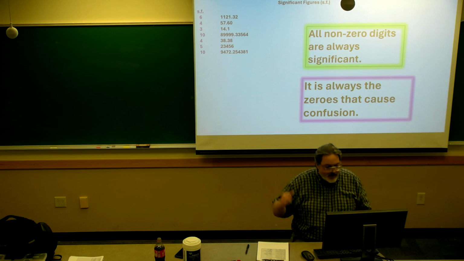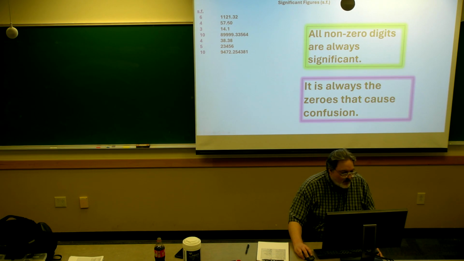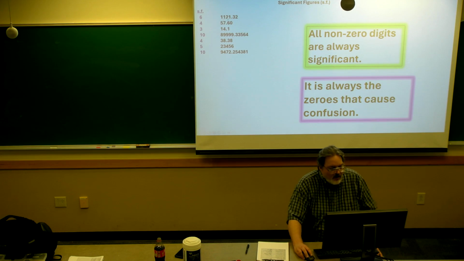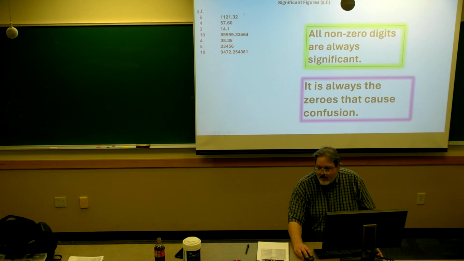And here's my example. I did include a zero right here, but kind of ignore the second number. Here's a number, 1,121.32. How many significant figures do you see? Every digit there is a significant figure. There's no zeros there, so it's not confusing. So that's 6. And skip this one.